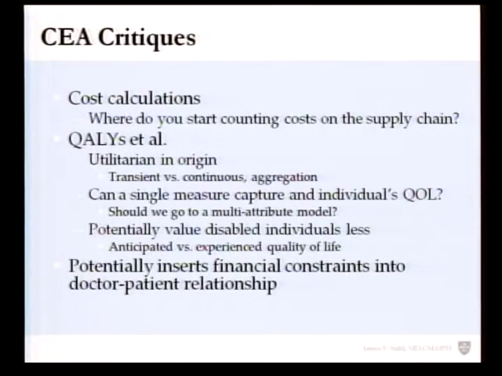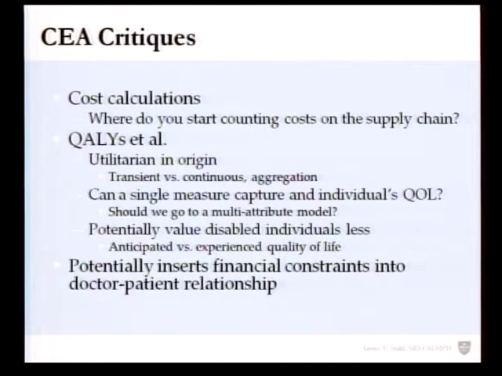So some of them were critiques, and I'm defining these as critiques. These are things that are ongoing debate and evolution in the world of decision analysis and cost effectiveness analysis, things like cost calculations. Where do you start counting costs? Do you start at the factory? Do you start at how much you paid your wholesale supplier, your retail supplier? Where do those costs come from?